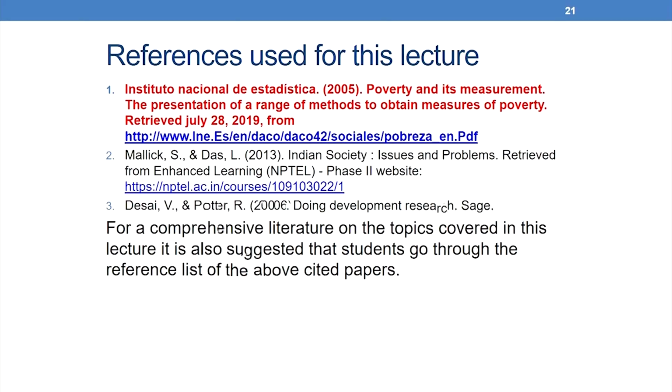We have started making use of multidimensional poverty. I hope this lesson would give you a chance to make use of these measures of poverty within the development research methods framework that we are discussing so far. So, these are some of the literature I have used for this lesson, and for a comprehensive literature on the topics, I also suggest that you go through the reference list of all the above cited.